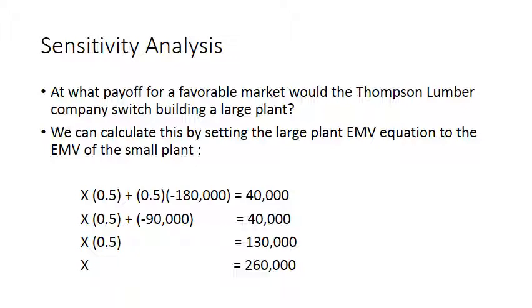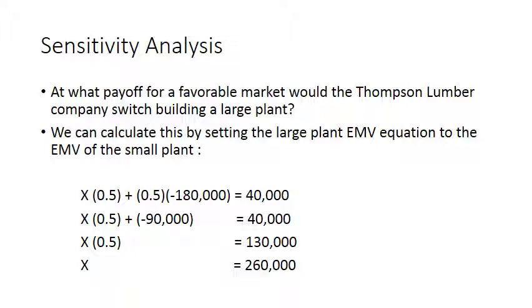In this case, we may want to know how we need to adjust a payoff value in order to change the alternative we would pick. In this example, we selected a small plant, but what would the payoff need to be in order for us to justify the alternative of building the large plant?